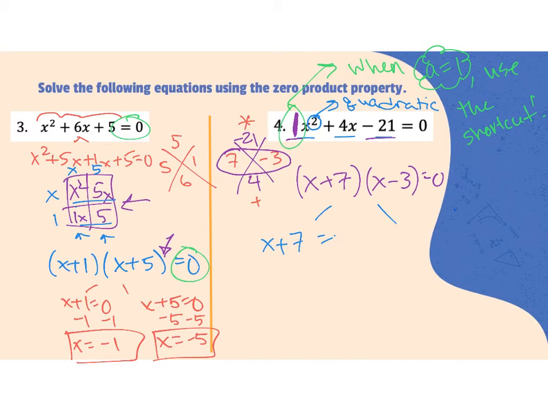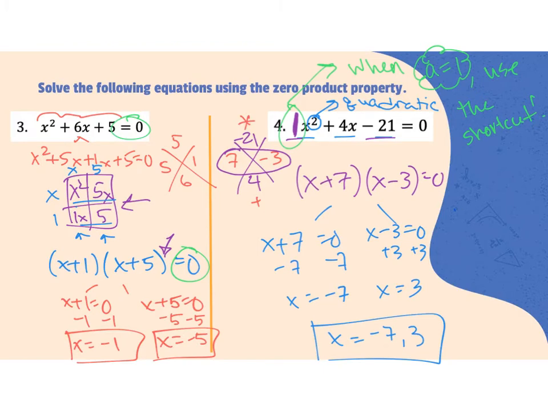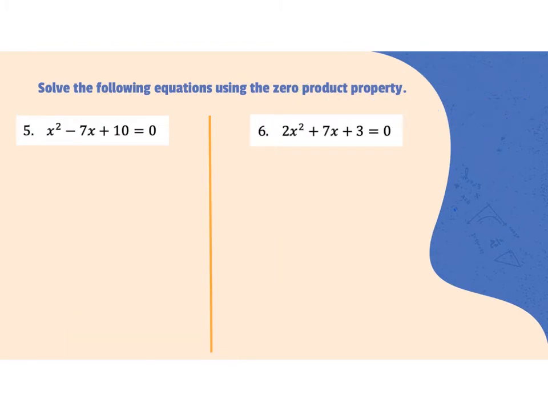Okay, so now I'm going to split these two because I'm already at that step. So x plus 7 is equal to 0. x minus 3 is equal to 0. Subtract your 7. I get x equals negative 7. Add your 3. I get x equals 3. x equals negative 7 comma 3. And you're good. There's your two solutions. Let's try the next one.